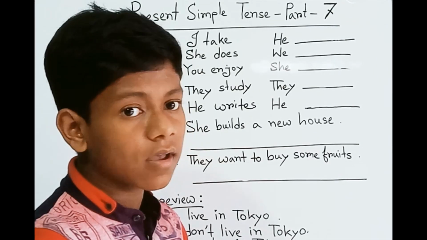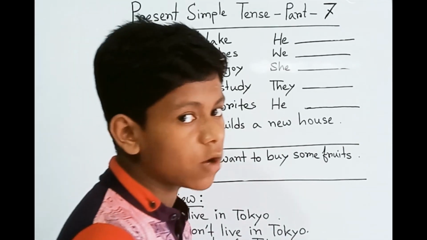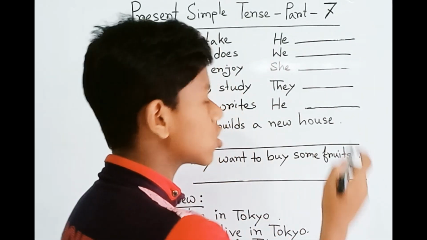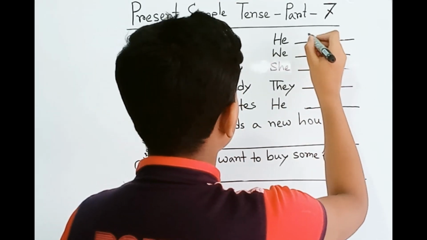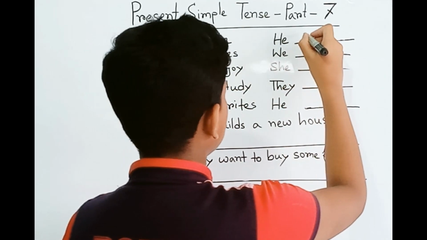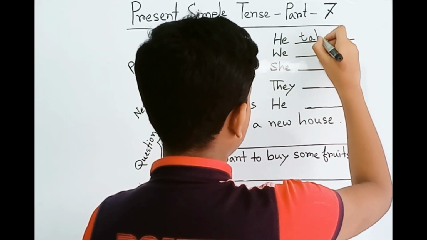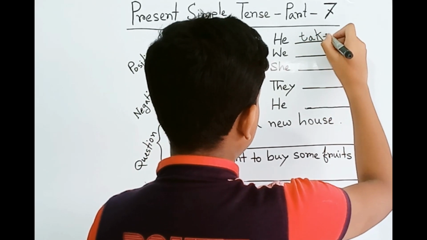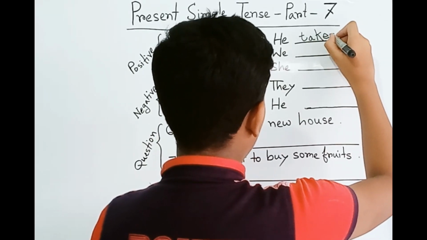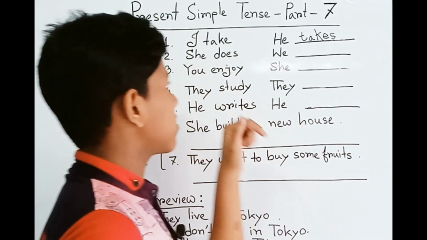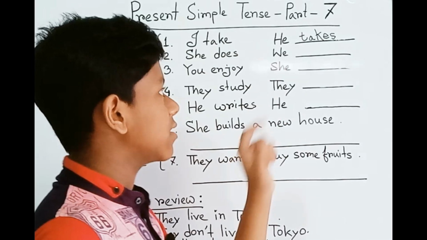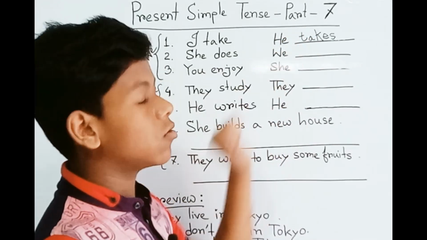So here I am starting my writing. Just look at the board. So he takes: T, A, K, E, S. Takes. So here I take, he takes. Only for third person singular.